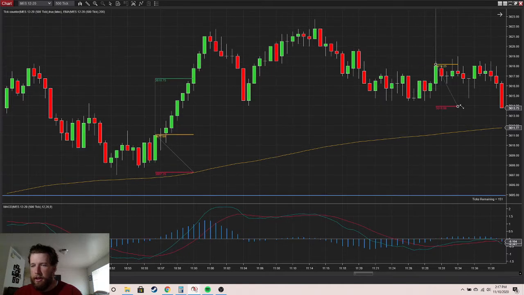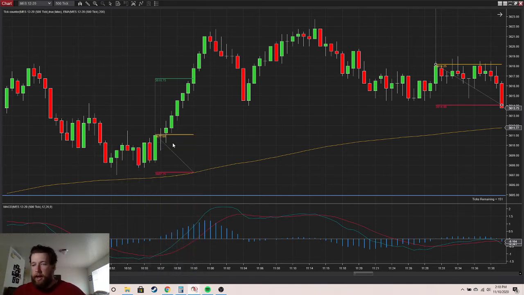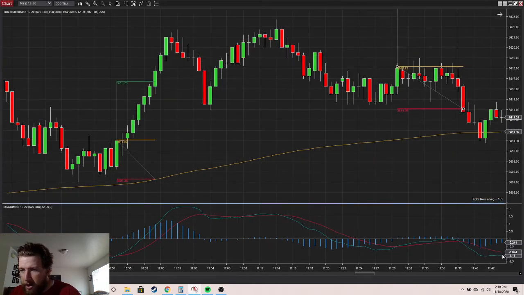Okay, we lost our trade here. We didn't get our one pointer, so this is going to be 10, 20, 30, 40, 42 and a half. So what were the losses? 25. So we're still up 135, which is pretty good. It looks like we might get another opportunity here.